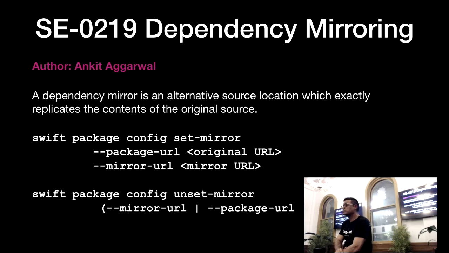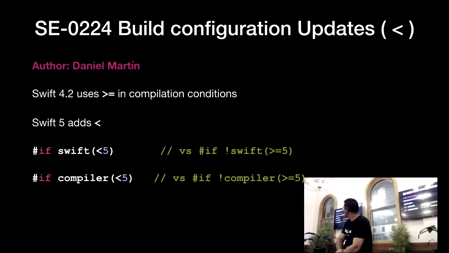Dependency mirroring is also an interesting one. It's basically using mirrors for your package, so you can have it on an alternate site. One other thing you have now is the less than. In the past, they only had greater than or equal to, so you would have if not greater than or equal to Swift 4.2, but now you can say if less than Swift 5. So it gives you both ways. I don't use that as much, but if you do, then it's really helpful.